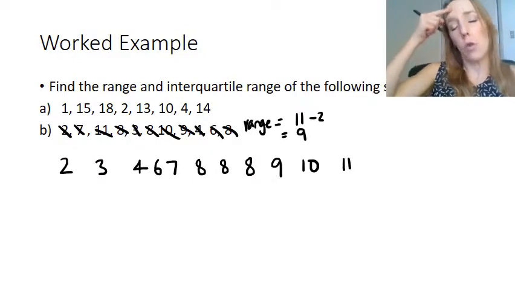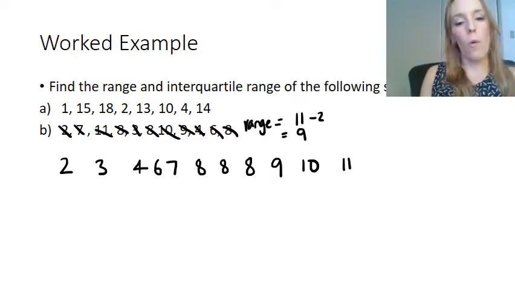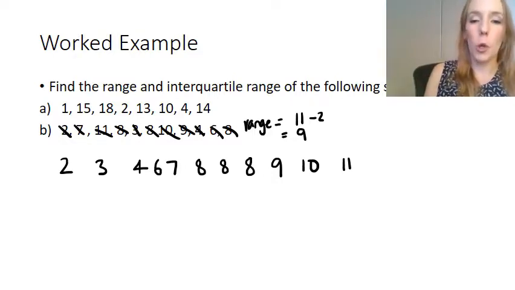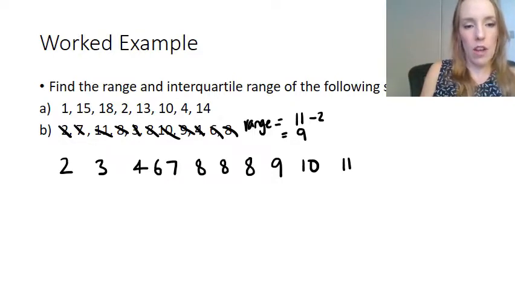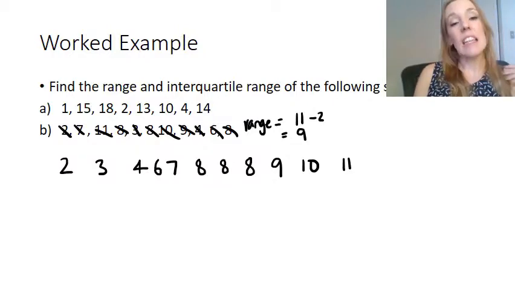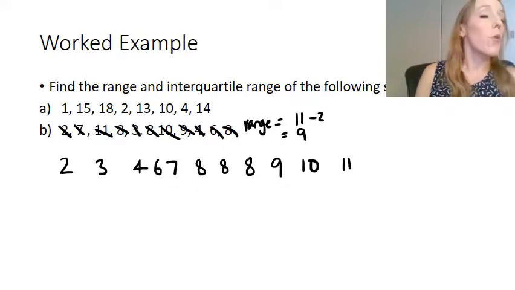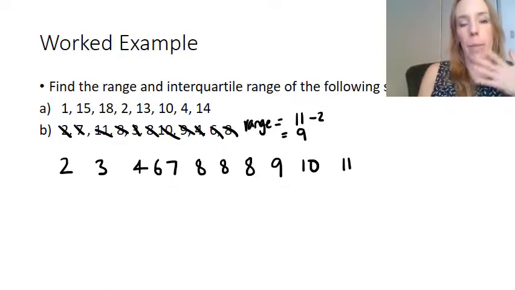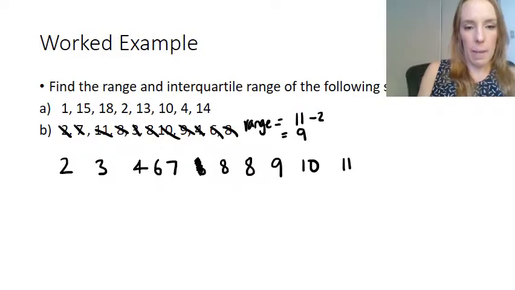So now let's find the interquartile range. So we've put them in order. We now have to divide them into 2 even groups. So 1, 2, 3, 4, 5, 6, 7, 8, 9, 10, 11. There's 11 values. So remember we have to remove the middle one. So 1, 2, 3, 4, 5. 8 is going to be our middle value.